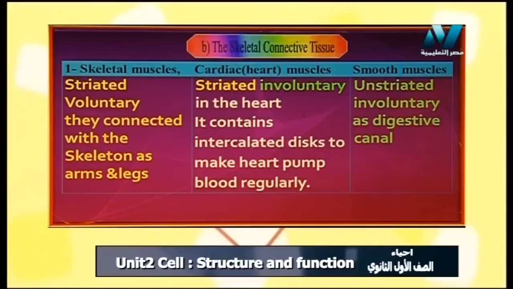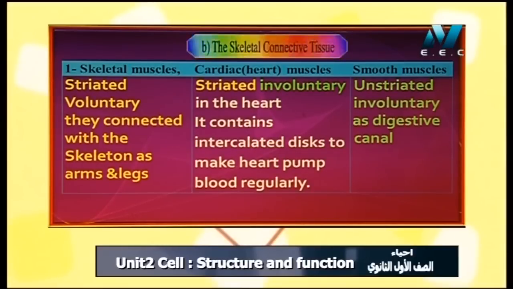Skeletal muscles are striated, voluntary, and they are connected with the skeleton at the arms and legs. But the cardiac muscles are striated, involuntary, as in the heart, containing intercalated discs to make the heart pump blood regularly. But the smooth muscles are unstriated, involuntary, as in the digestive canal. يبقى ال types of muscles اللي عندنا skeletal, cardiac, and smooth muscles.